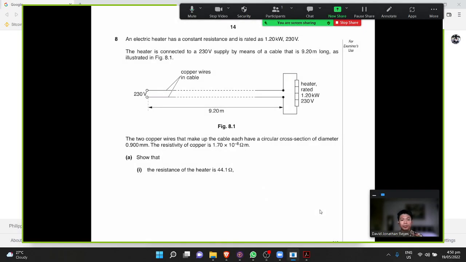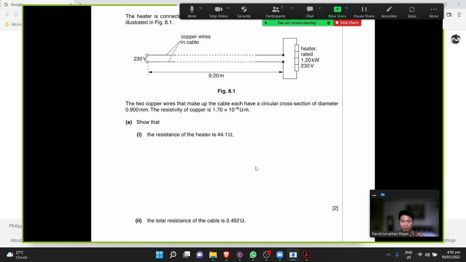Here we have a problem where we are asked to solve for the resistance of the heater and prove that its value is around 44.1 ohms. Now we are given a rating of the power heater, which is 1200 watts at 230 volts. What would be the resistance, or how would we prove that the resistance is 44.1? I'll be using a power dissipation approach, which is V squared over R.